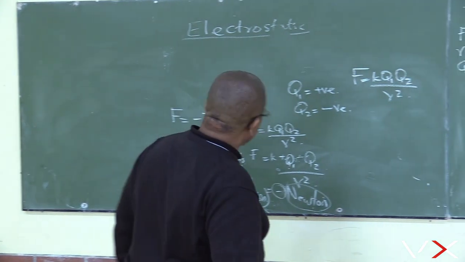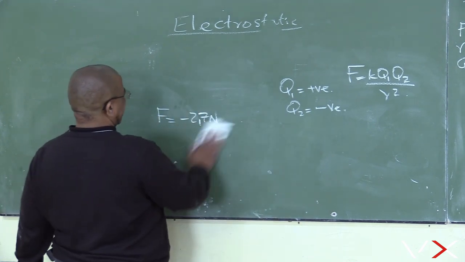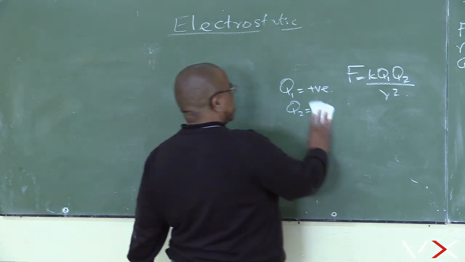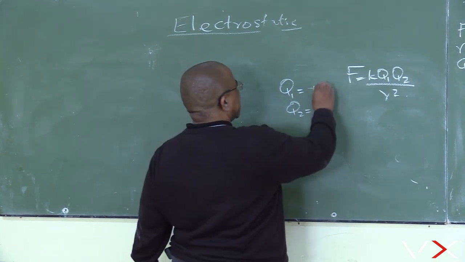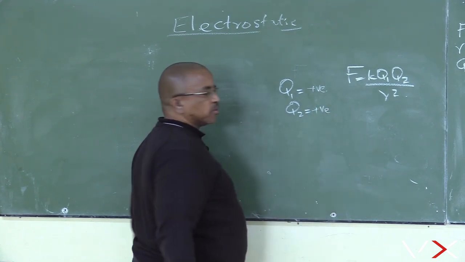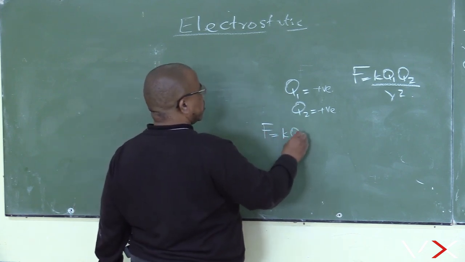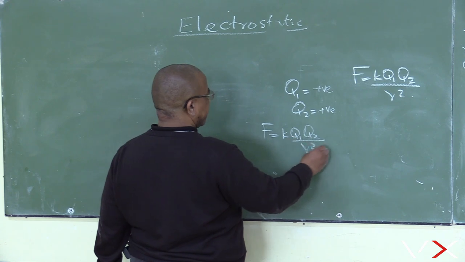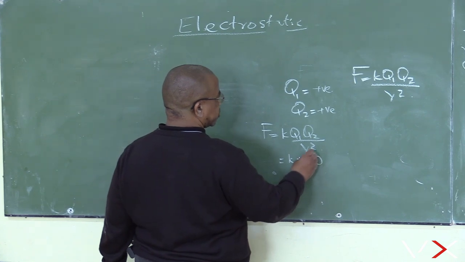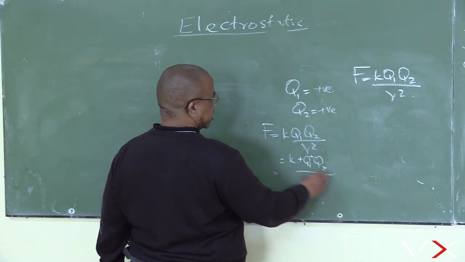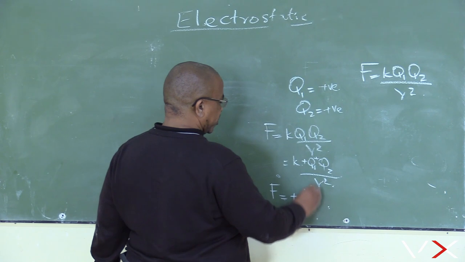What if the nature is the same? You have a positive and a positive charge. If Q1 is positive and Q2 is positive, we'll have F is equal to K Q1 Q2 over R squared. So K, this is plus Q1 times plus Q2 over R squared. Positive times positive is positive. So the nature of the force will be positive. We call it in newtons.